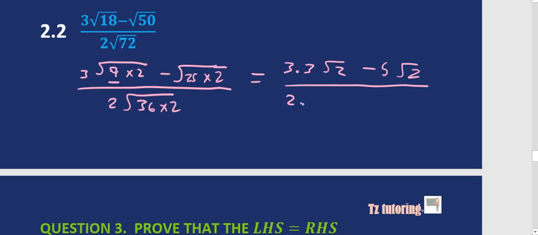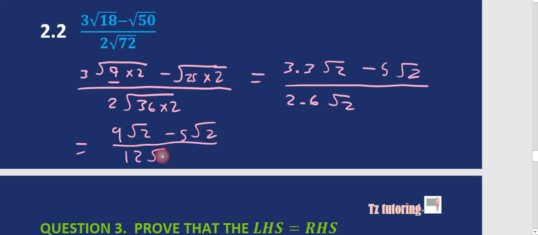Okay, then we have 2. What's the square root of 36? 6. Don't forget the root 2. And of course, if we simplify further, 3 times 3 is 9. Root 2 minus 5 root 2. 2 times 6 is 12 and root 2. 9 minus 5 is 4 and root 2.